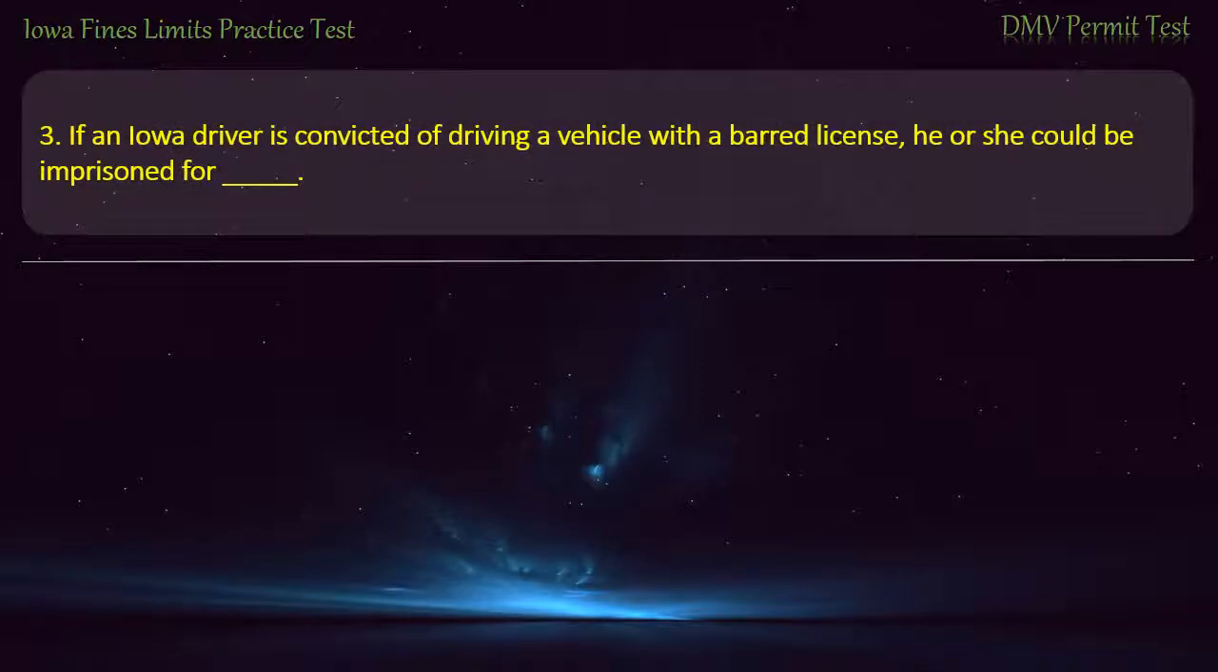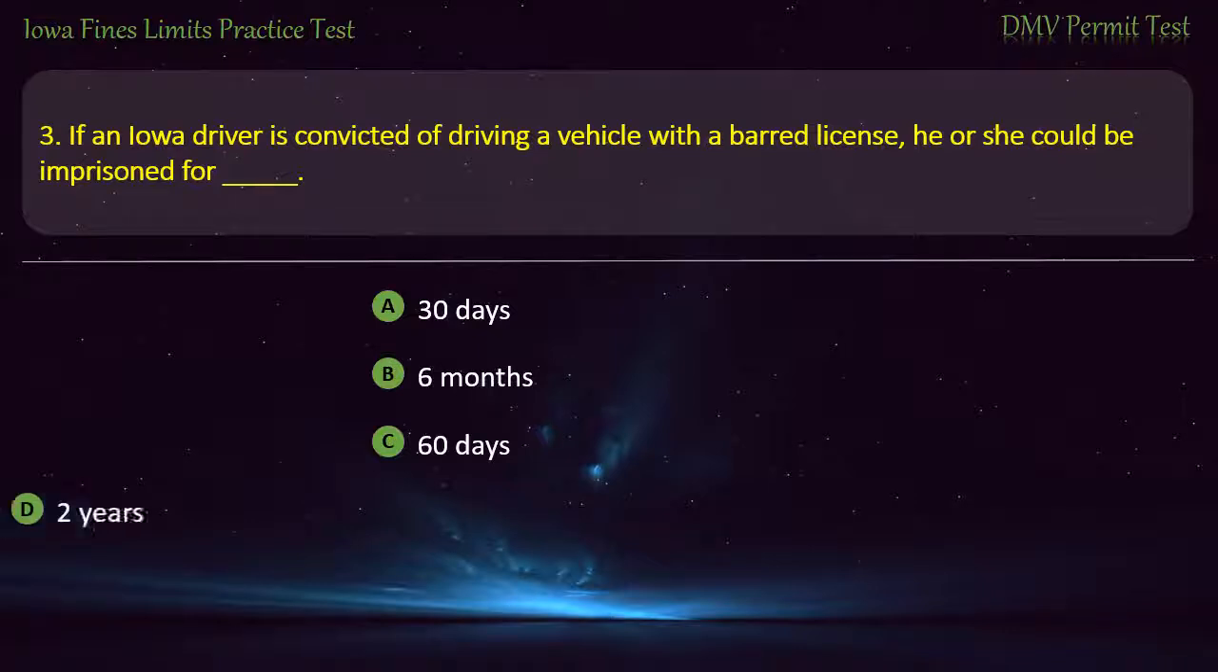Question 3. If an Iowa driver is convicted of driving a vehicle with a barred license, he or she could be imprisoned for 30 days, 6 months, 60 days, 2 years. Answer. 2 years.